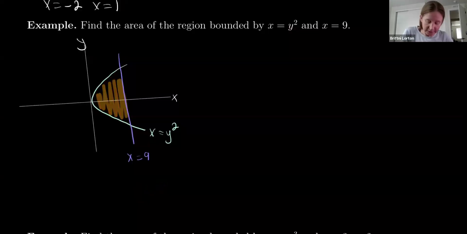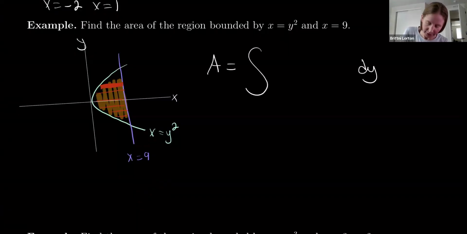Or I could have chosen my dy sliver. And remember all of those slivers, it looks like they all have the x equals 9 on the right side and the x equals y squared on the left. That would also work. So I'll stick with the dy sliver just so we can have the extra practice. So x equals 9 was on the right side and x equals y squared was on the left.